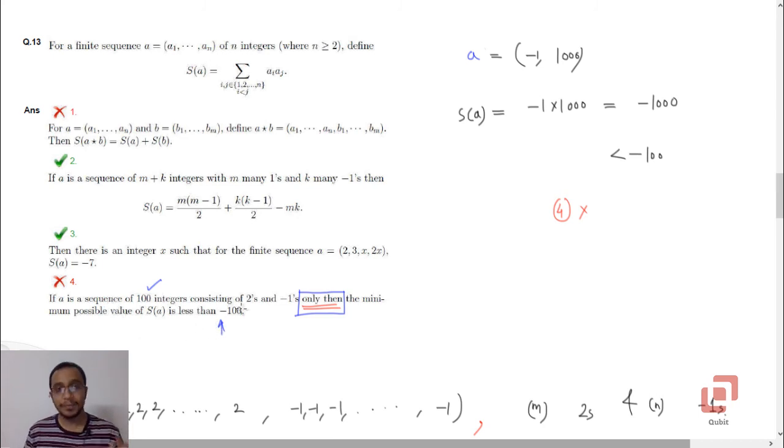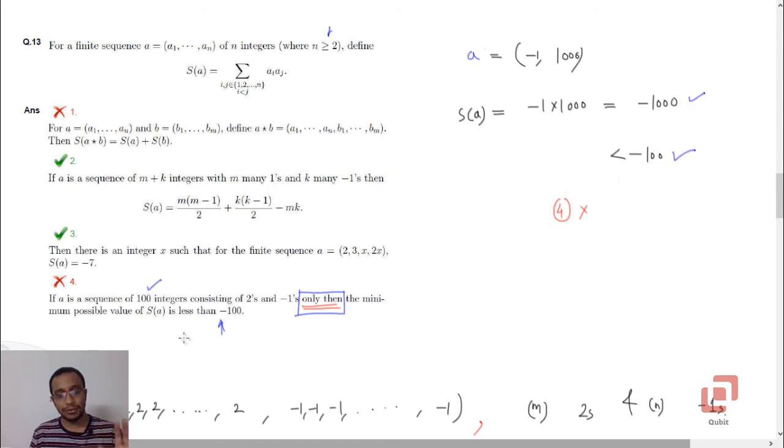So providing one counter example is enough to disprove this. I've considered this particular sequence consisting of only two integers, negative 1 comma 1000. Now what is SA now? By the definition it is a1 into a2, that is the only single term here. Negative 1 into 1000 is negative 1000. Is it less than negative 100?